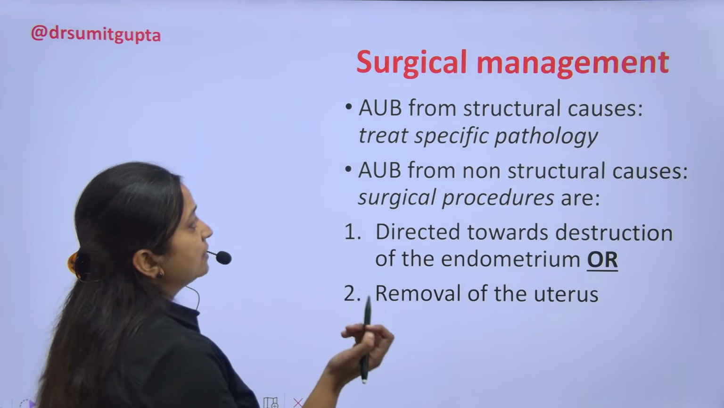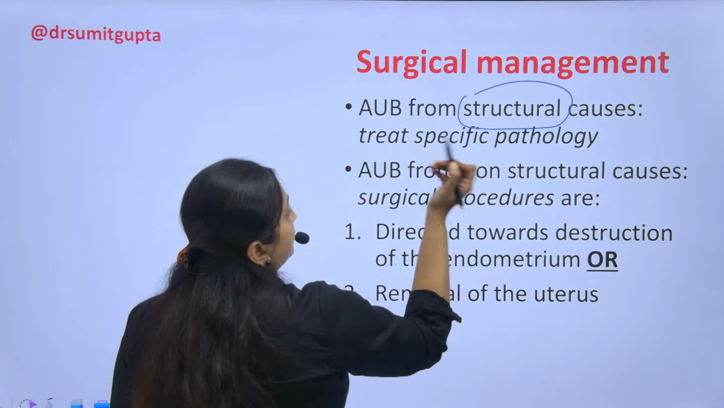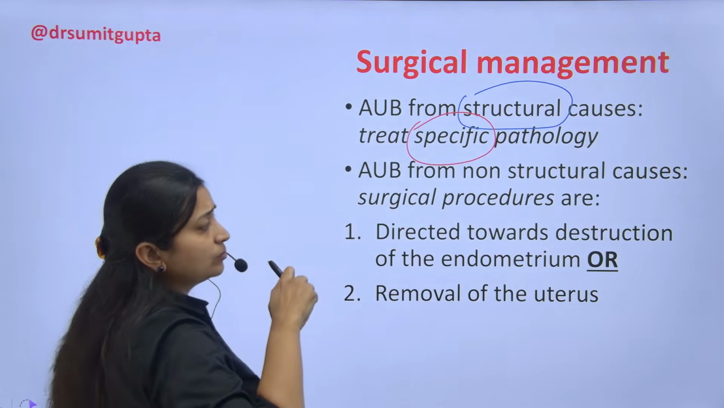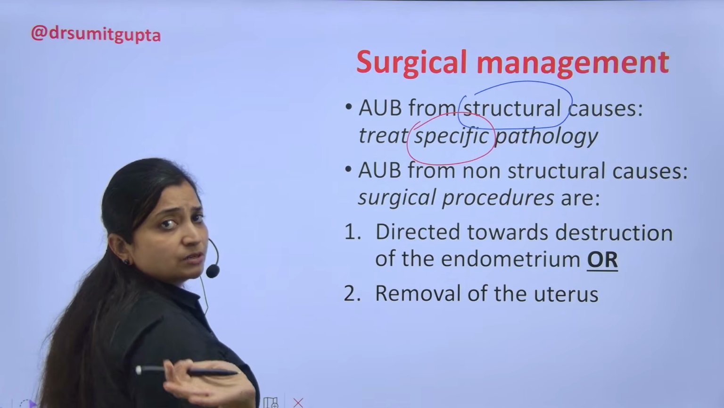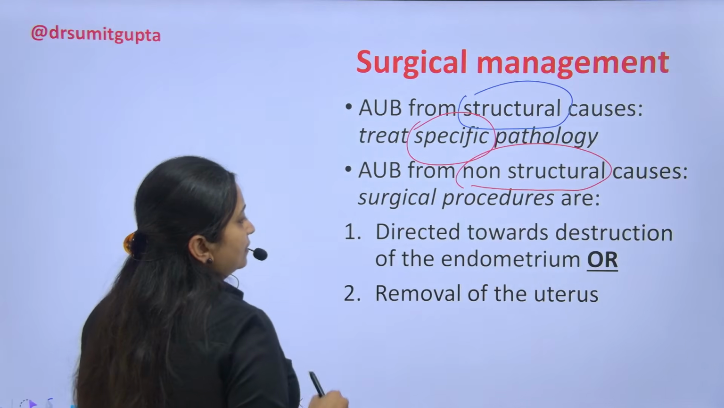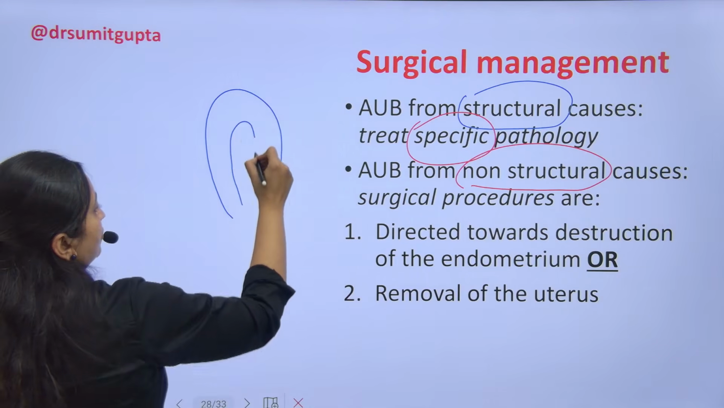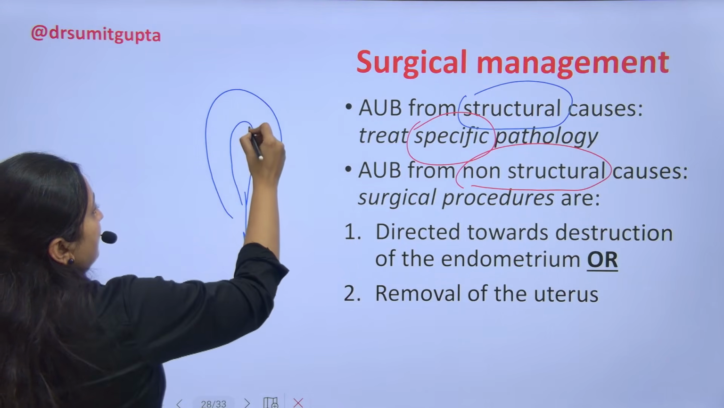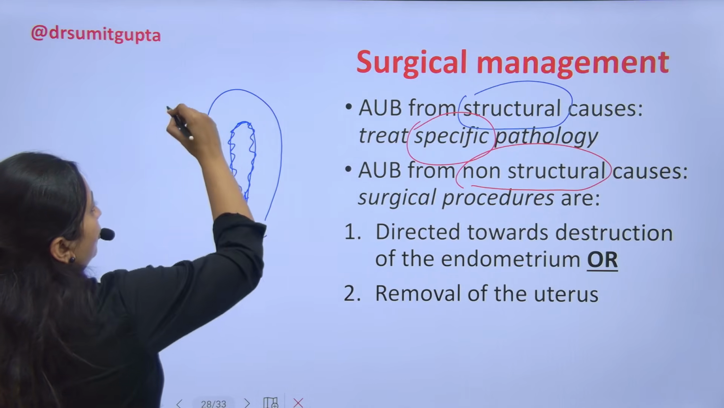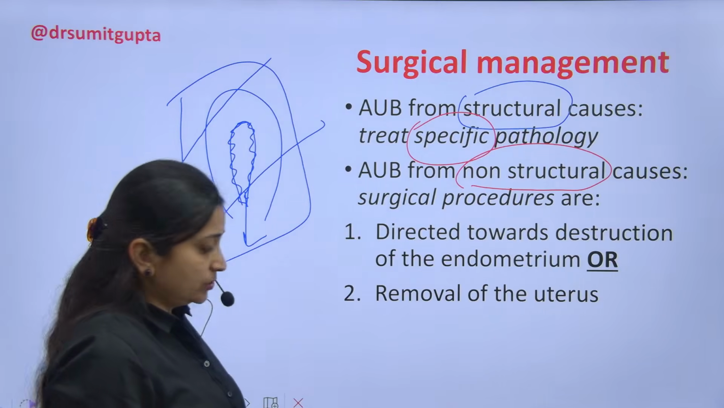Now, surgical management again: for AUB from structural causes we have to treat the specific pathology, polyp, adenomyosis, leiomyoma, whatever is the pathology, just remove that pathology. But for non-structural causes, that is the COEIN, what can we do? This is the uterus, there is no structural cause and it's bleeding. So either you destroy this endometrium which is causing bleeding, or you remove the complete uterus. You don't have any other option.